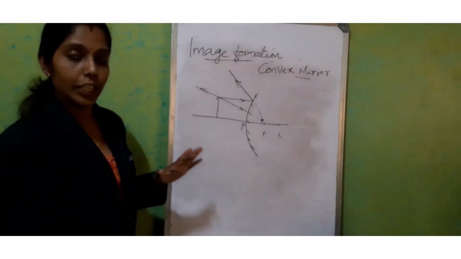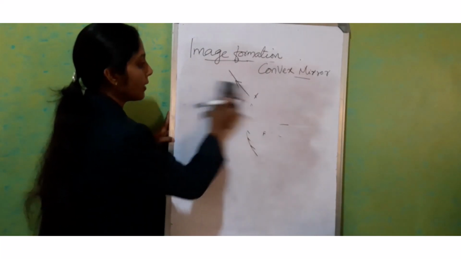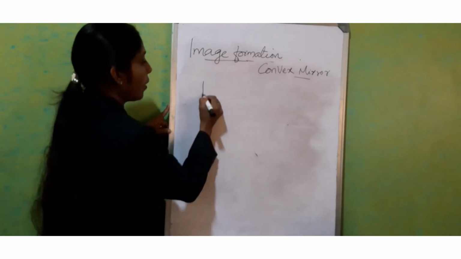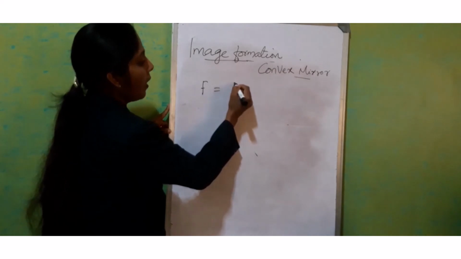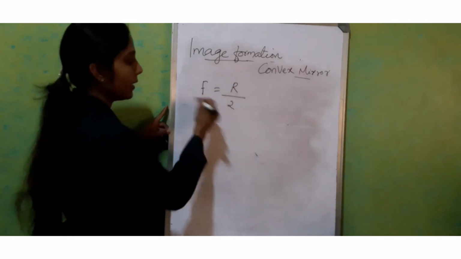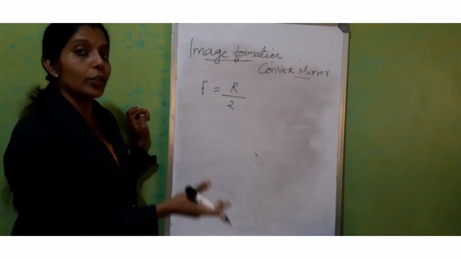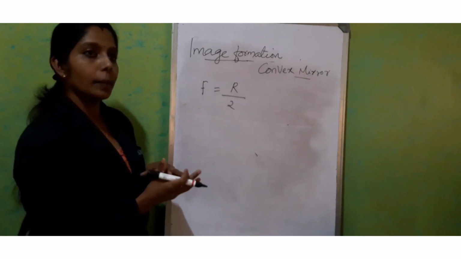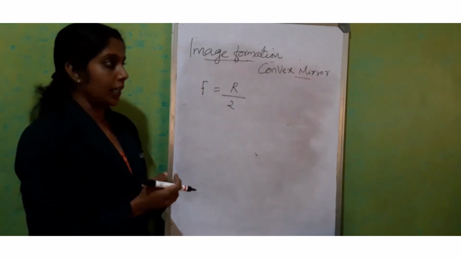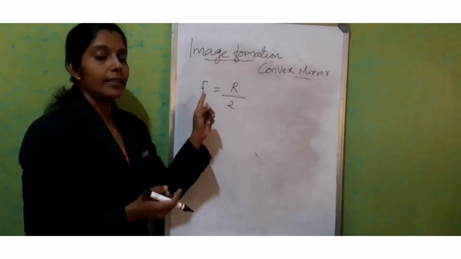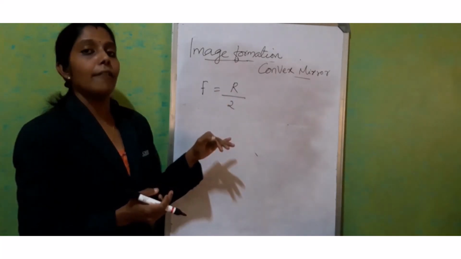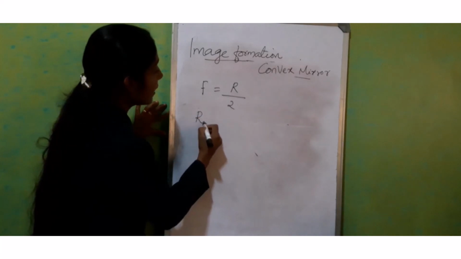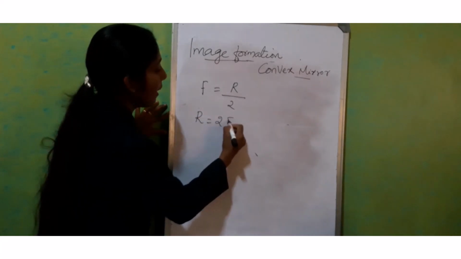Now we have a relationship related to the focus and radius of curvature. Focal length is equal to R by 2. We know what radius of curvature is: the radius of the sphere of which the mirror is a part. So there is a relationship between focus and radius of curvature. Focal length is equal to R by 2, or half of the radius will be equal to the focal length, or else we can write R is equal to 2f.